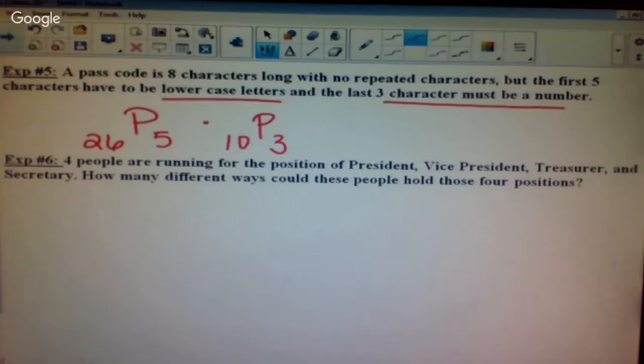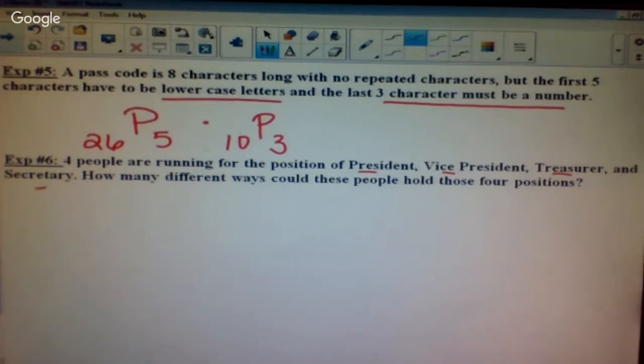4 people are running for the position of president, vice president, treasurer, and secretary. How many different ways could these people hold 4 positions? Why is this a permutation? 4 people, they're running. It is 4 people, but why is this a permutation? Because it specifies what they're running for. It specifies what position they're taking. Okay, you've got 4 specific positions that they're taking.